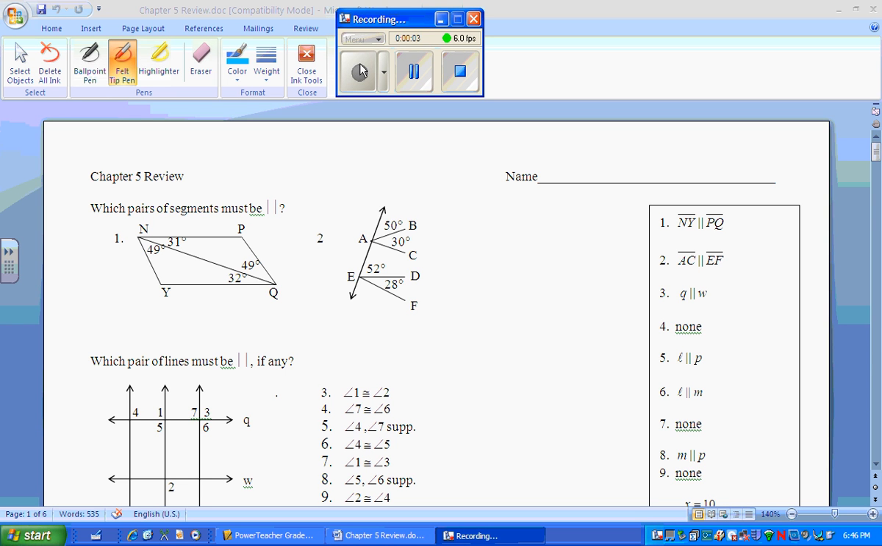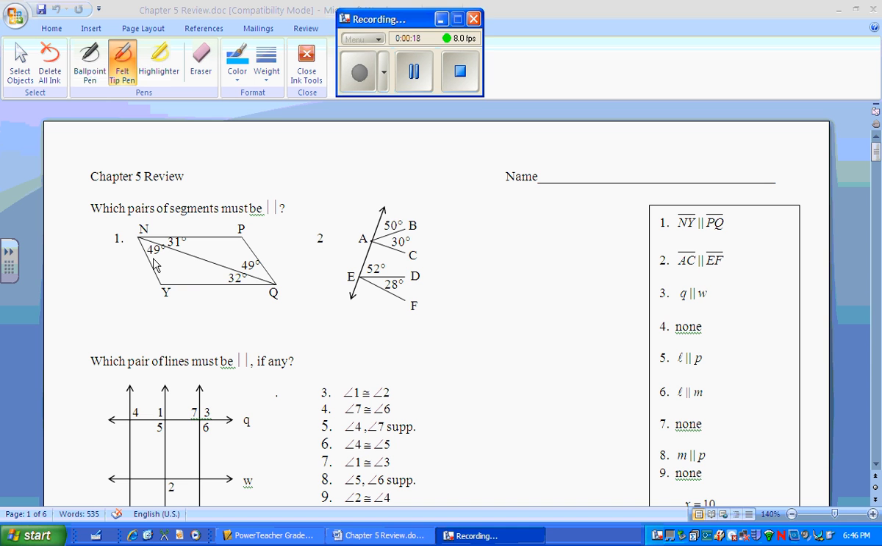Let's get ready to do the review sheet for Chapter 5. Which pairs of segments will be parallel? Just jump right into it. Number 1. So what do we notice?